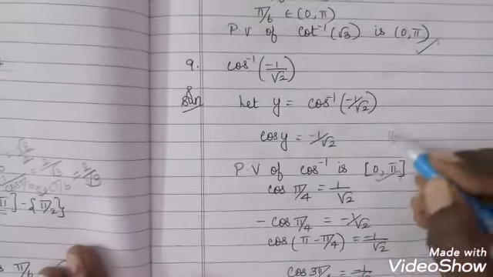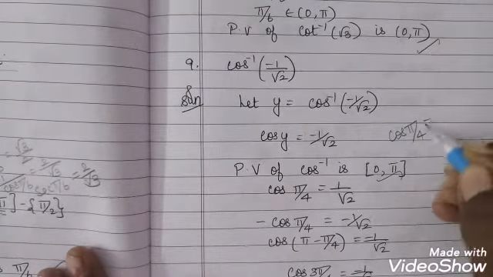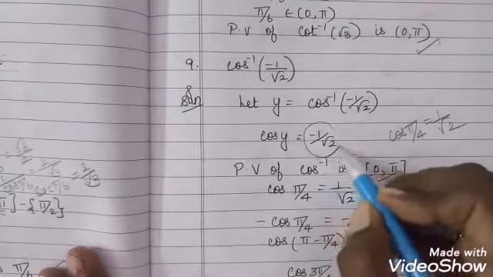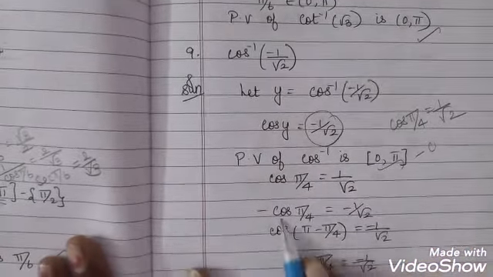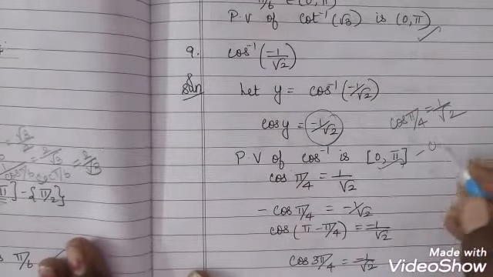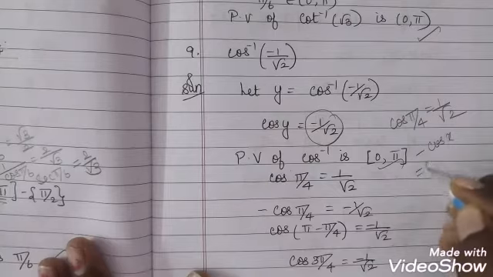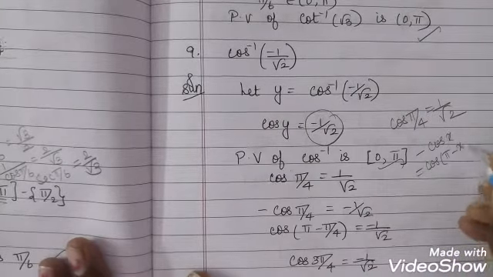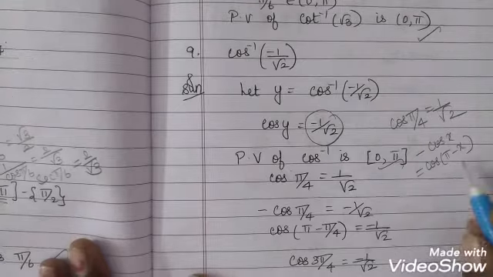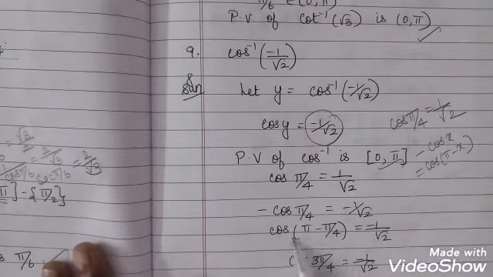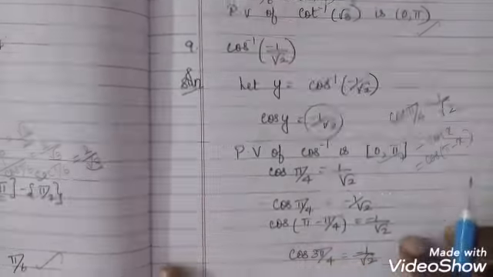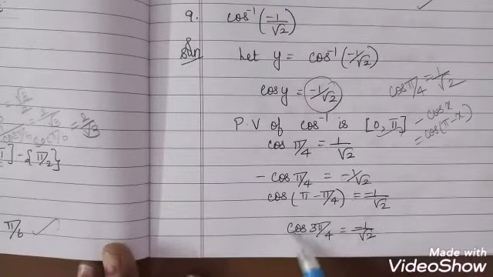So what is cos pi by 4 here? Cos pi by 4 is equal to 1 by root 2. Always when you have a negative value on the right hand side, first find the positive value, then we'll go. So minus cos pi by 4 is equal to minus 1 by root 2. Already I told you minus cos x can be written as cos of pi minus x. So minus cos pi by 4 can be written as cos of pi minus pi by 4, which is equal to minus 1 by root 2. So cos of pi minus pi by 4 is cos 3 pi by 4, which is equal to minus 1 by root 2.